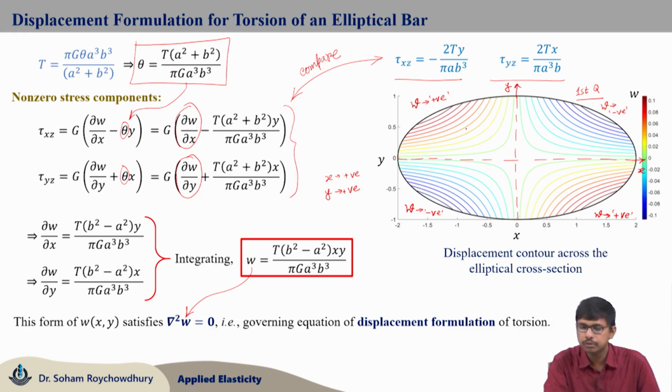You can see the color code: for first and third, you have the blue region, which is negative warping, those cross sectional points are going inside the plane. For second and fourth, it is coming out, and this clearly shows the warping of the cross section. So, some part of the elliptic cross section is coming out, some part is going in, and this shows the distortion of the cross section for this non-circular elliptic bar.